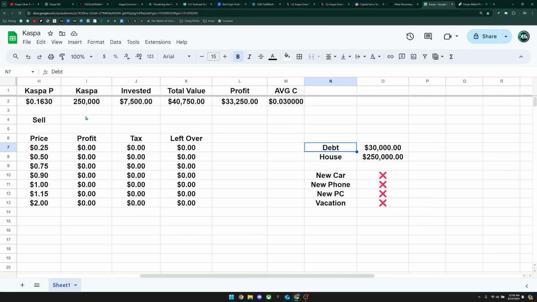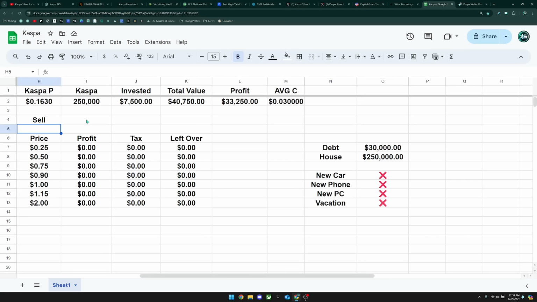So for this example, this is not exactly my Kaspa bag. I'm just going to be putting an example here. So let's say I had $30,000 in debt. So my goal would be that I want to kill this debt. I want to use my profits to get rid of this debt and better myself financially. But I also believe in Kaspa in the long run. I believe Kaspa is able to stick around for the next decade or even more.